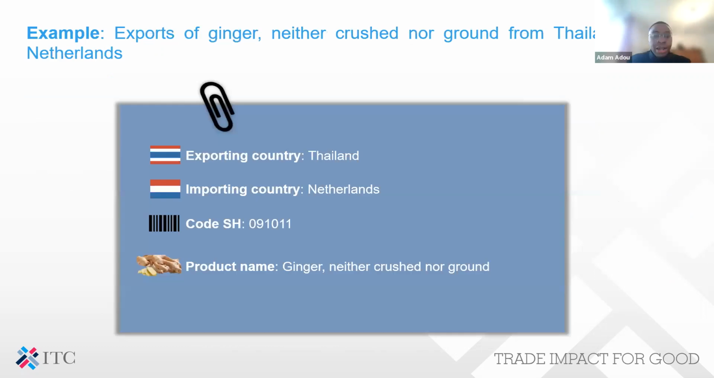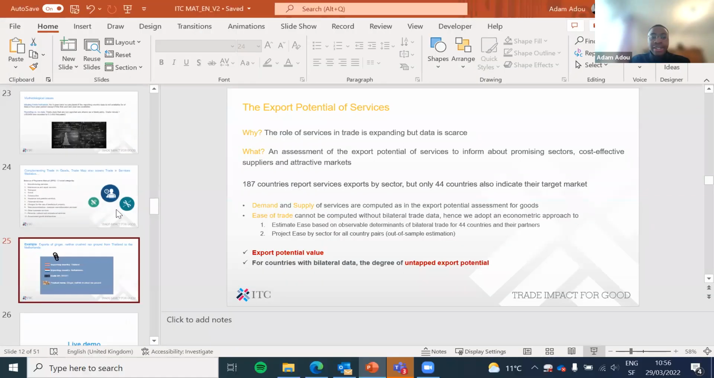Now let's take a look at the demo. So let's keep the same example: ginger, exporting from Thailand to Netherlands. So we have the HS code, which is 091011, and let's take a look at it now.